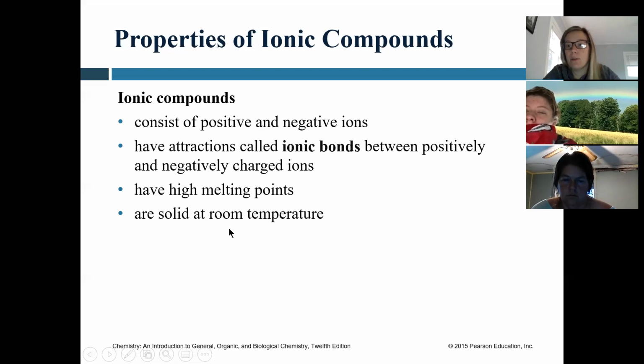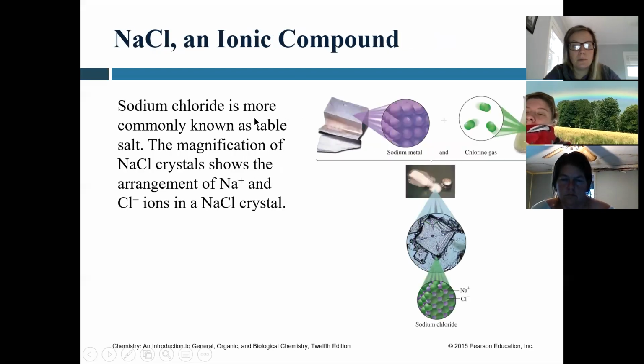They tend to have high melting points and are solid at room temperature. So if you have salt, right, and it happens to spill on your hot stove top, the salt's not going to melt, right? If you happen to drop butter on your hot stove top, it'll melt very quickly. But an ionic bond has a very, very high melting point.